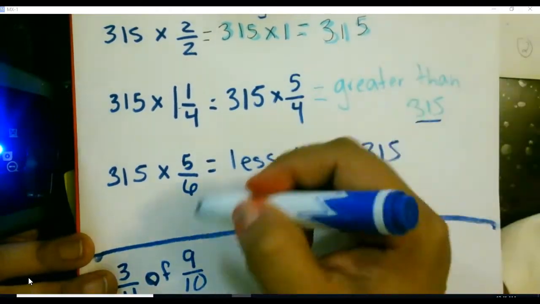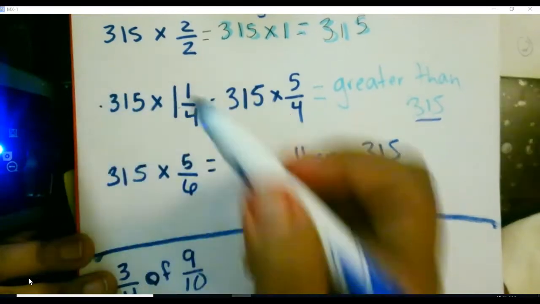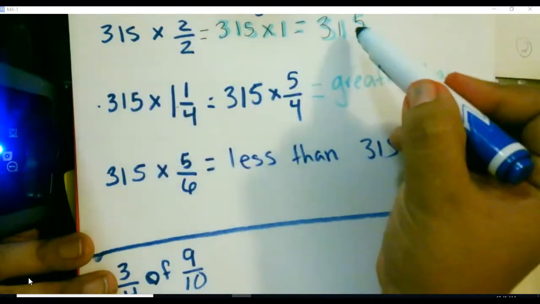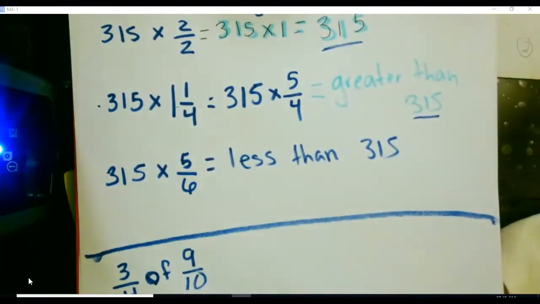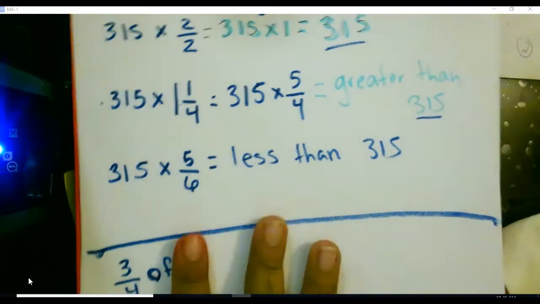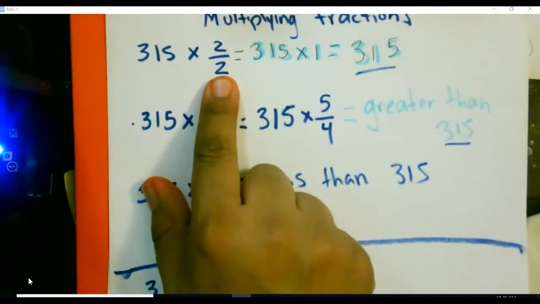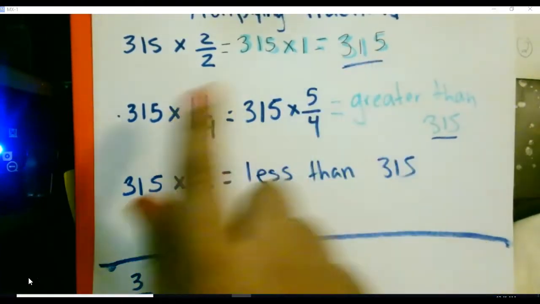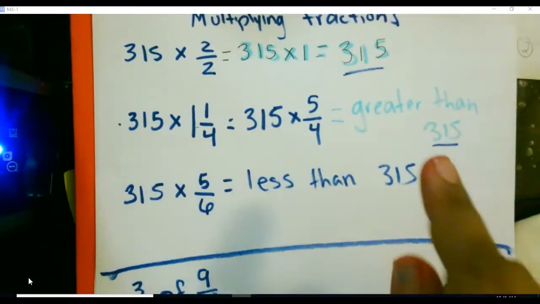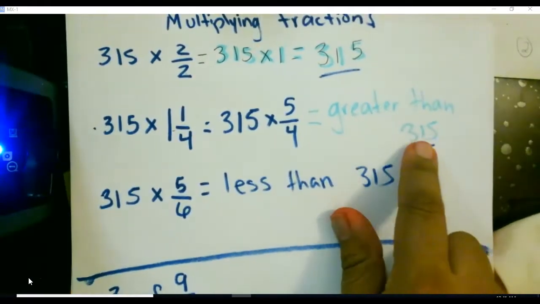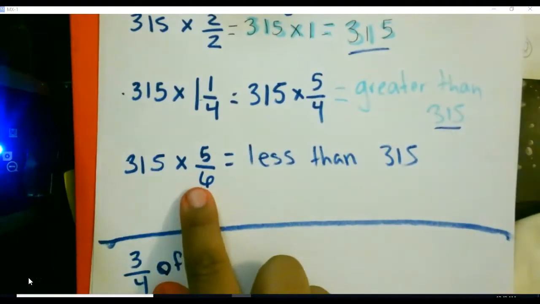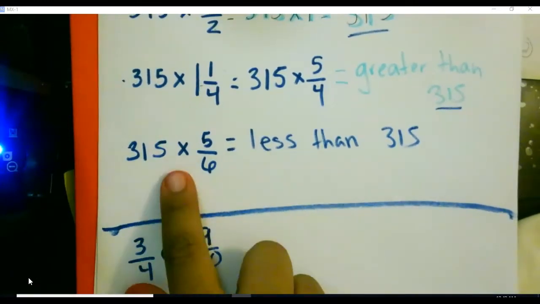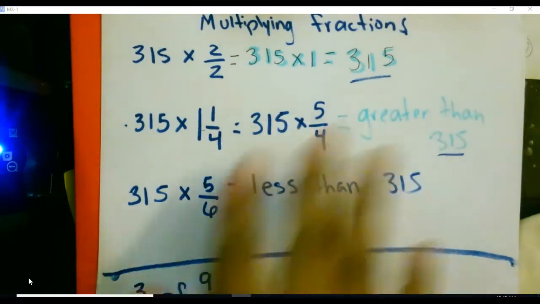And so if you were to put them in order, you know that this would be least, then this will be greater, then the largest one, and then this will be the same as 315. So just remember, if you're multiplying by a fraction that is equal to 1, you'll get the same factor. If you multiply by a fraction that is greater than 1, your product will be greater than the number you're multiplying. And if you're multiplying by a fraction that is less than 1, your product will be less than your factor. Okay, that's the main thing that you need to understand.